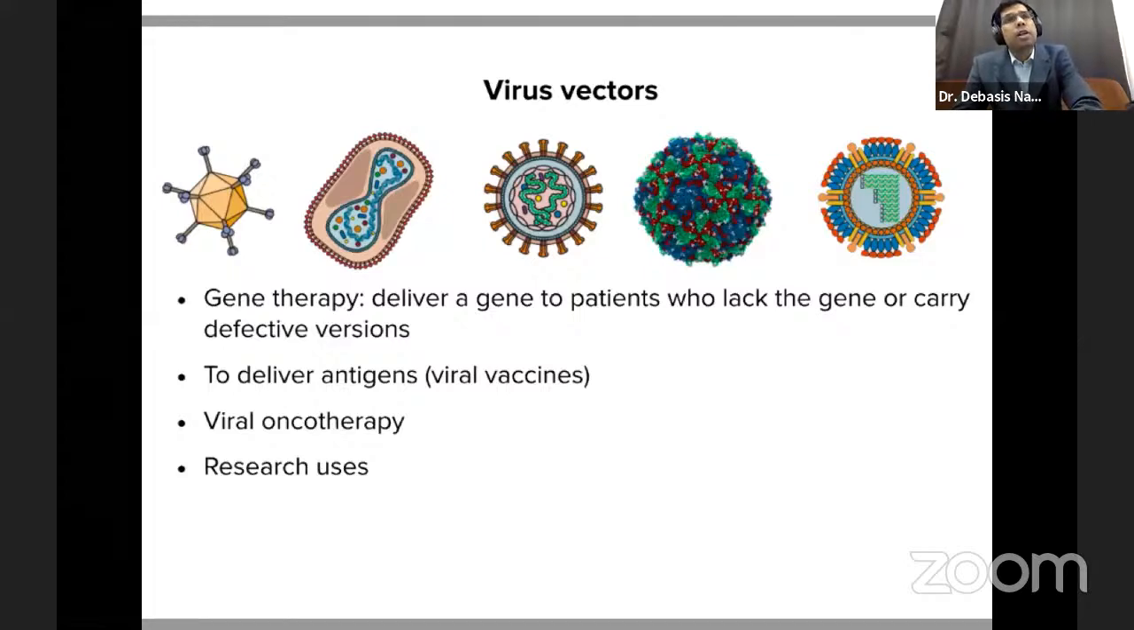Even 1% of the clinical trials are not in India, although we have such a vast population. In addition to this, oncotherapy, vaccine therapy, gene therapy, and viral vectors are also used a lot for research purposes. For example, the monoclonal antibody work is based on a virus vector so that we can select the B cells. So there are n number of uses of a virus vector.